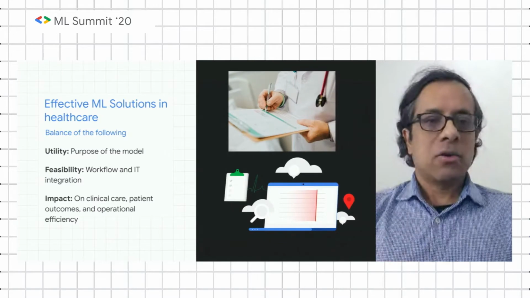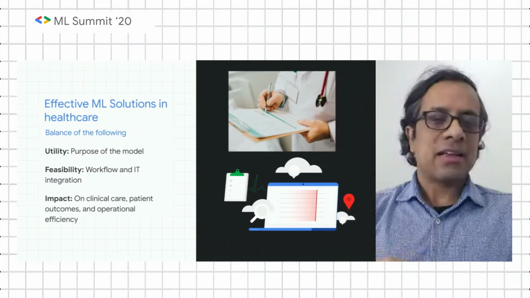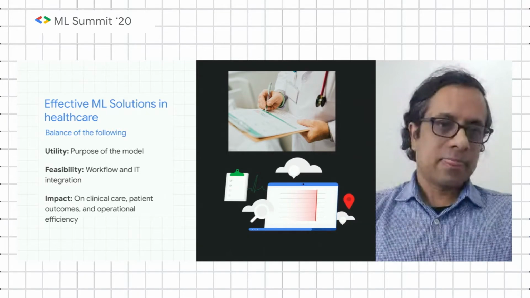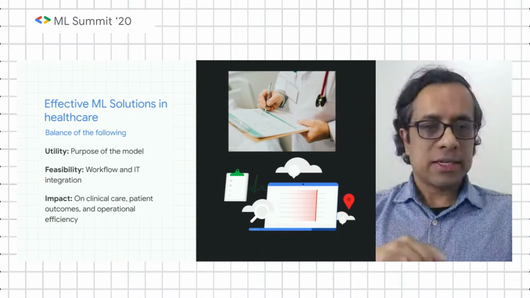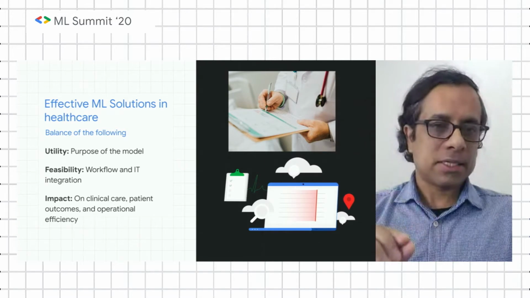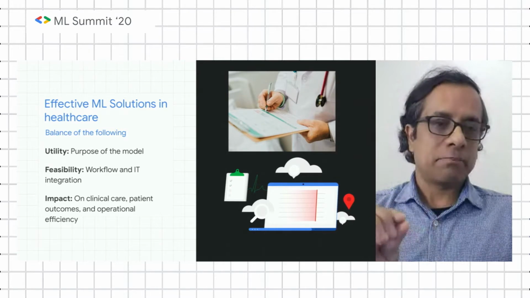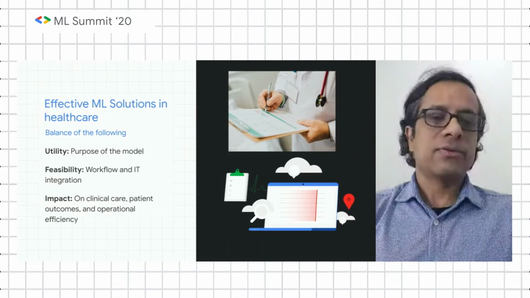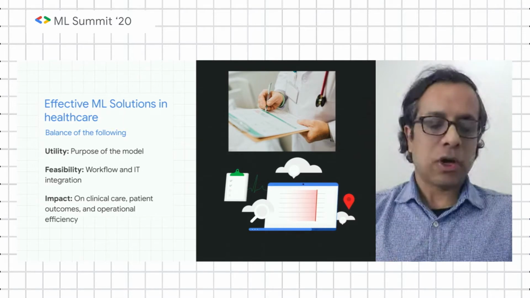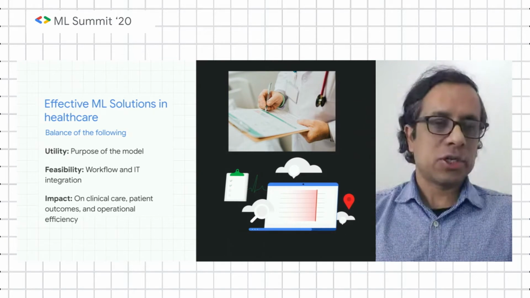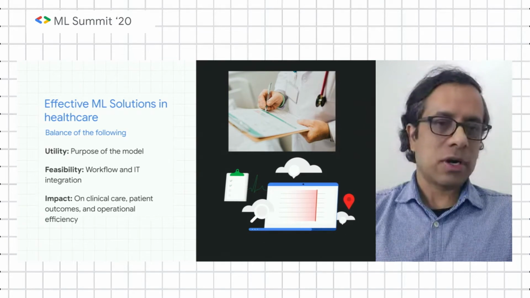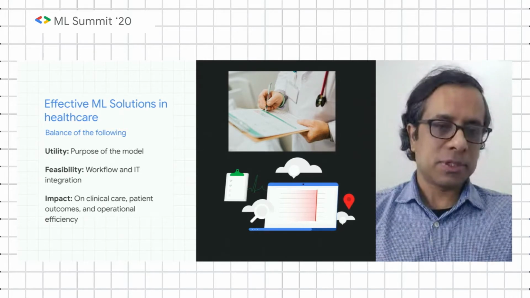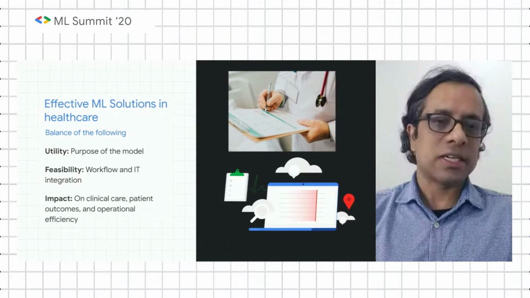Now let's look in detail at what effective AI or ML solutions really mean in healthcare settings. The first thing is utility. It has to have some purpose of solving a problem that is currently faced by the industry. The second thing is feasibility. The feasibility is mainly two-fold. One is the workflow integration with your business workflow or clinical workflow. And the next thing is integration with the current IT systems. Sometimes those are legacy systems, not easy to integrate.